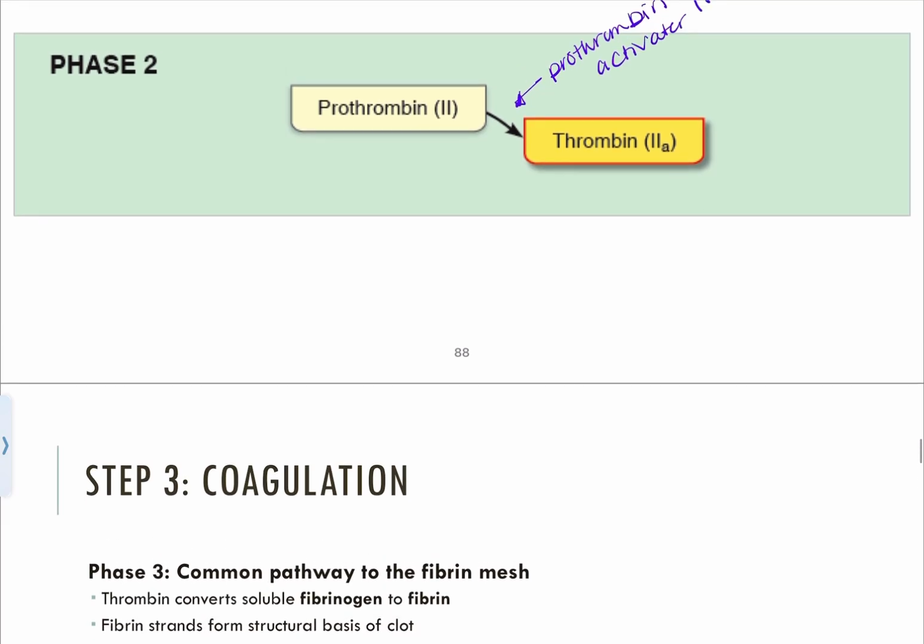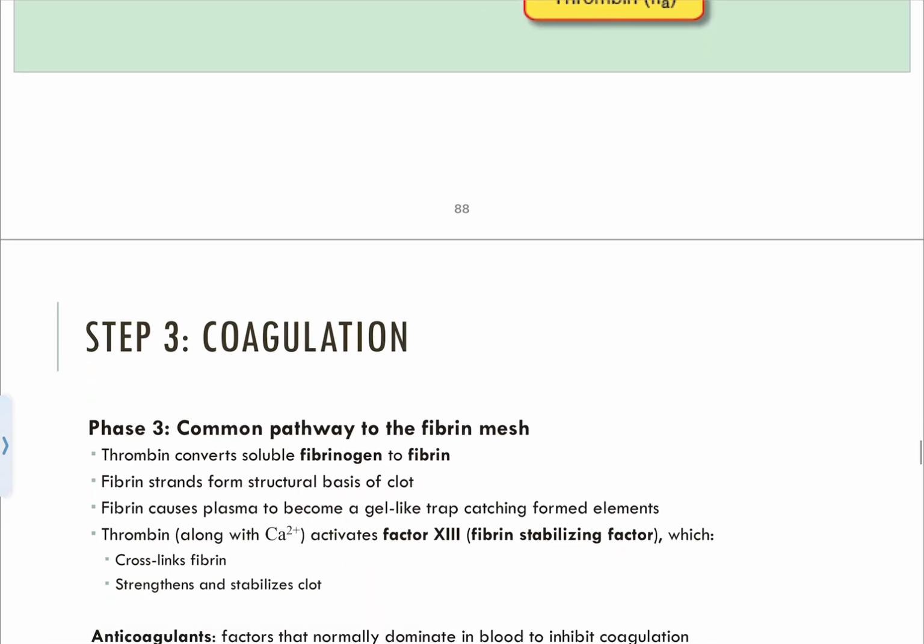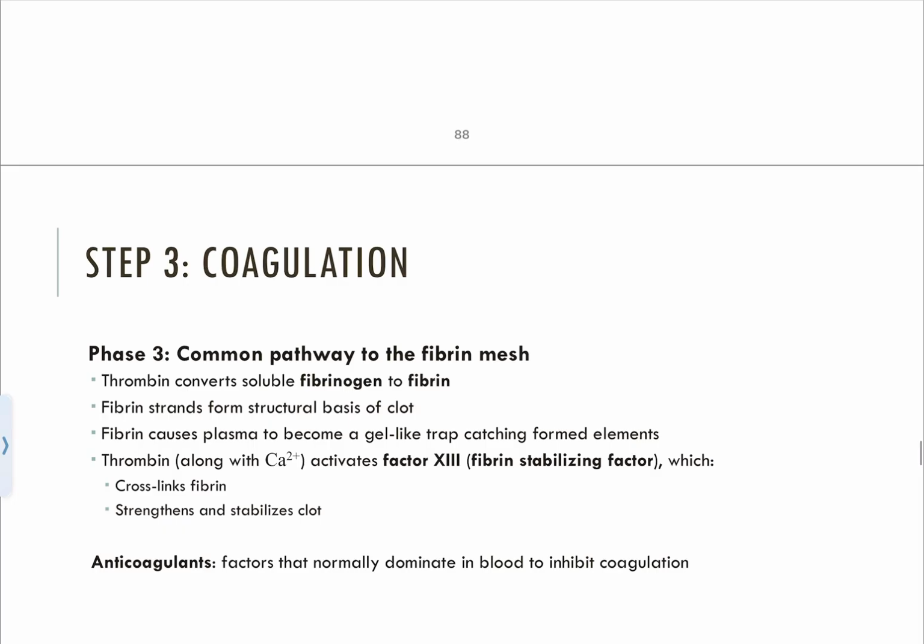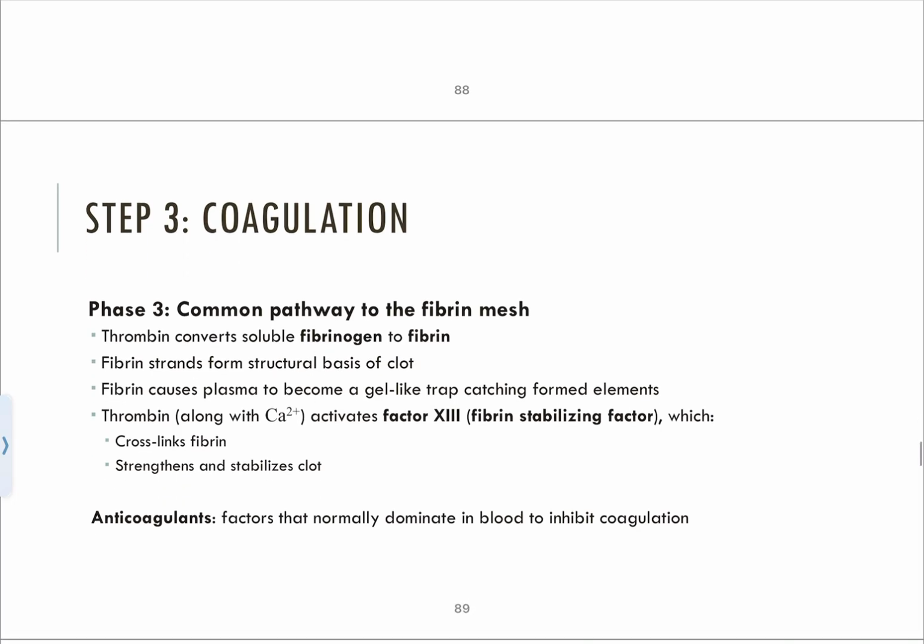So the end result of phase 2 is thrombin, which, as you can imagine, we're going to need to help with phase 3. And phase 3 is really just called the thrombin pathway to the fibrin mesh, because the fibrin mesh is going to be the end point of phase 3. And the fibrin mesh is really great because it's going to help trap those blood cells and effectively seal that hole or that tear in that blood vessel until we can permanently repair it.